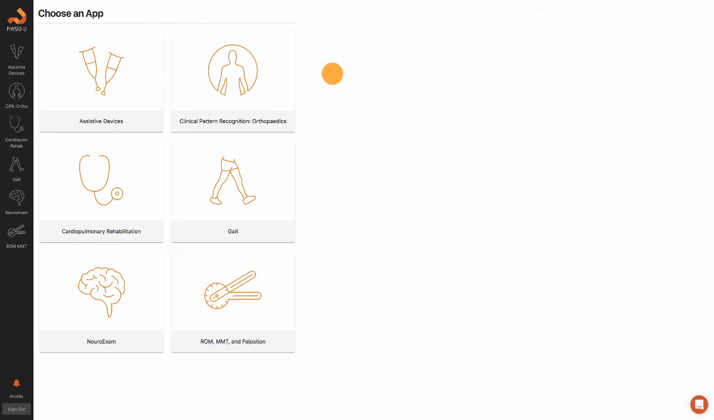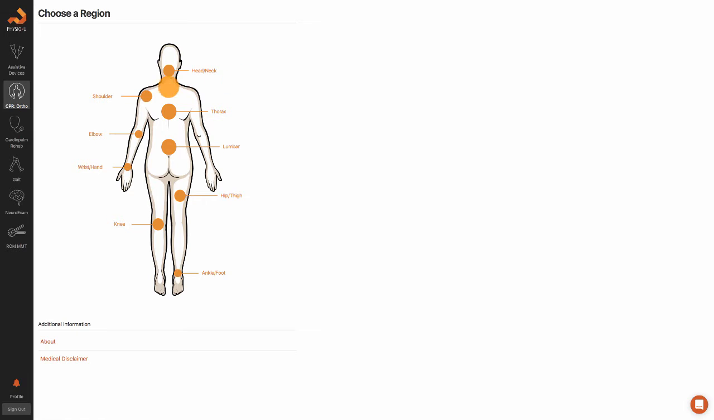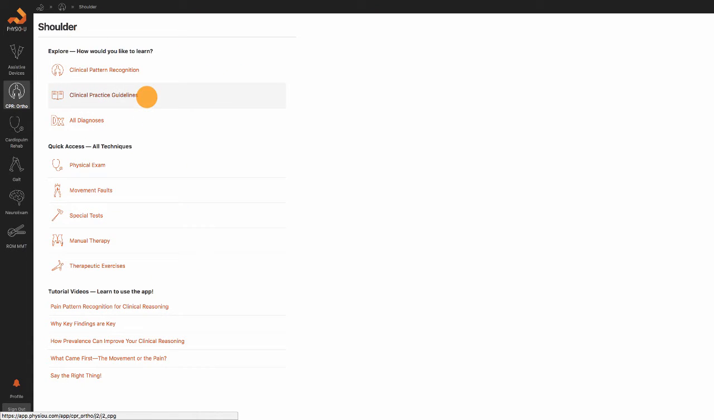How do you know if your patient has shoulder impingement? Well, open your Clinical Pattern Recognition Orthopedics app from PhysioU. Go to the shoulder region. Note the patient's pain pattern.